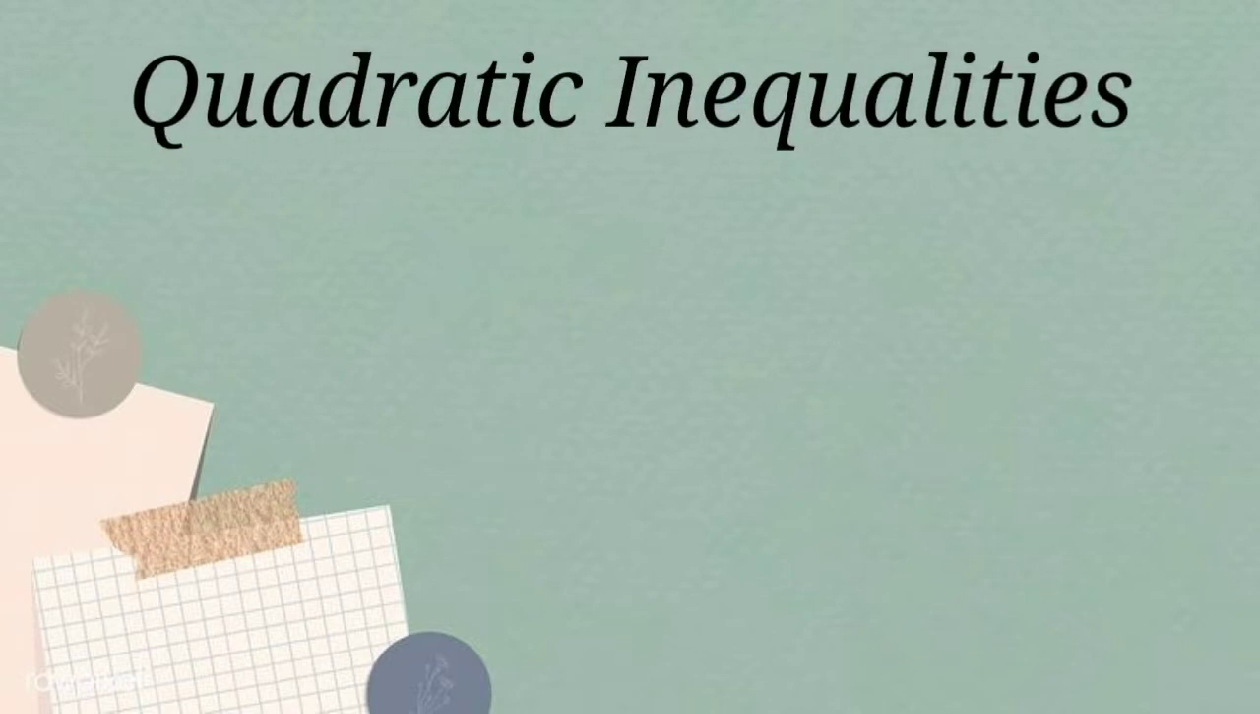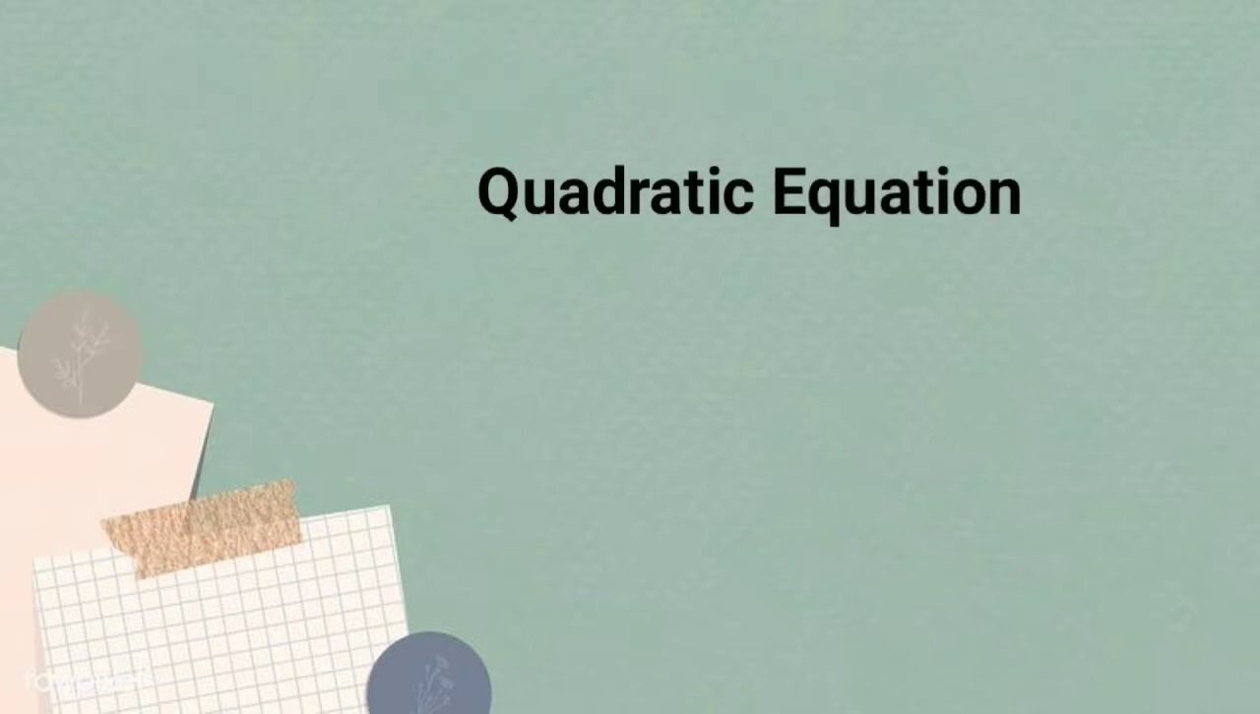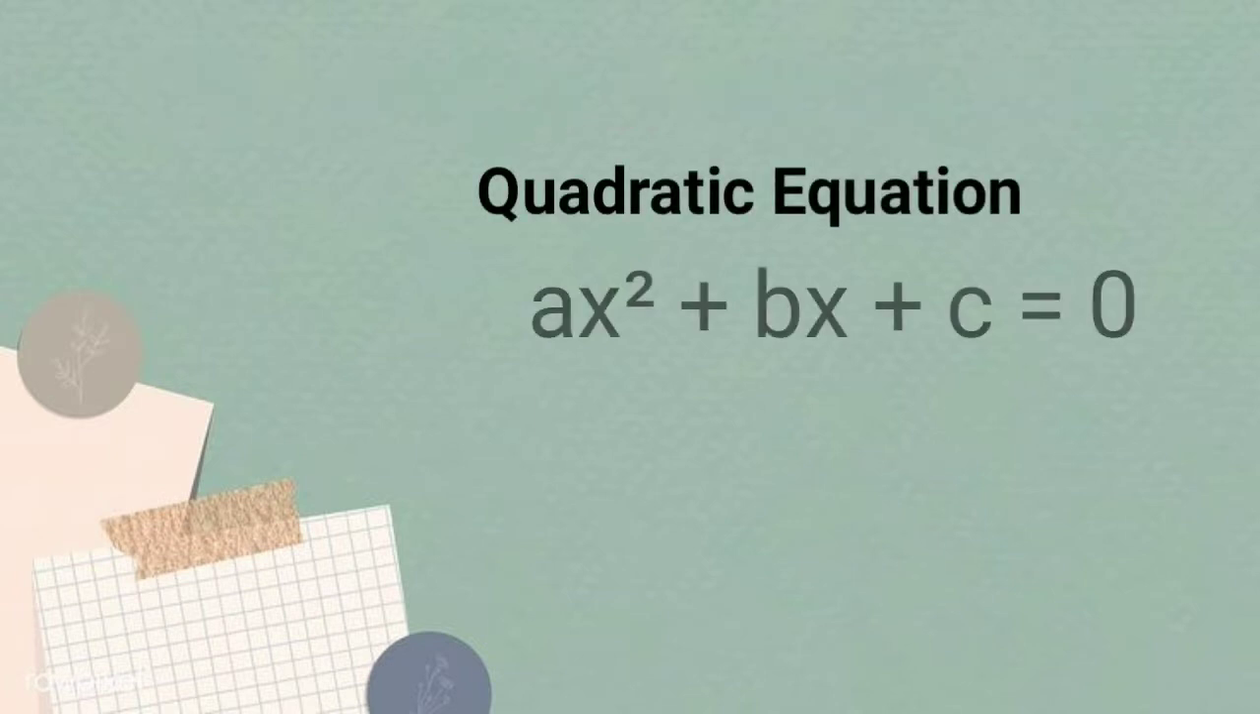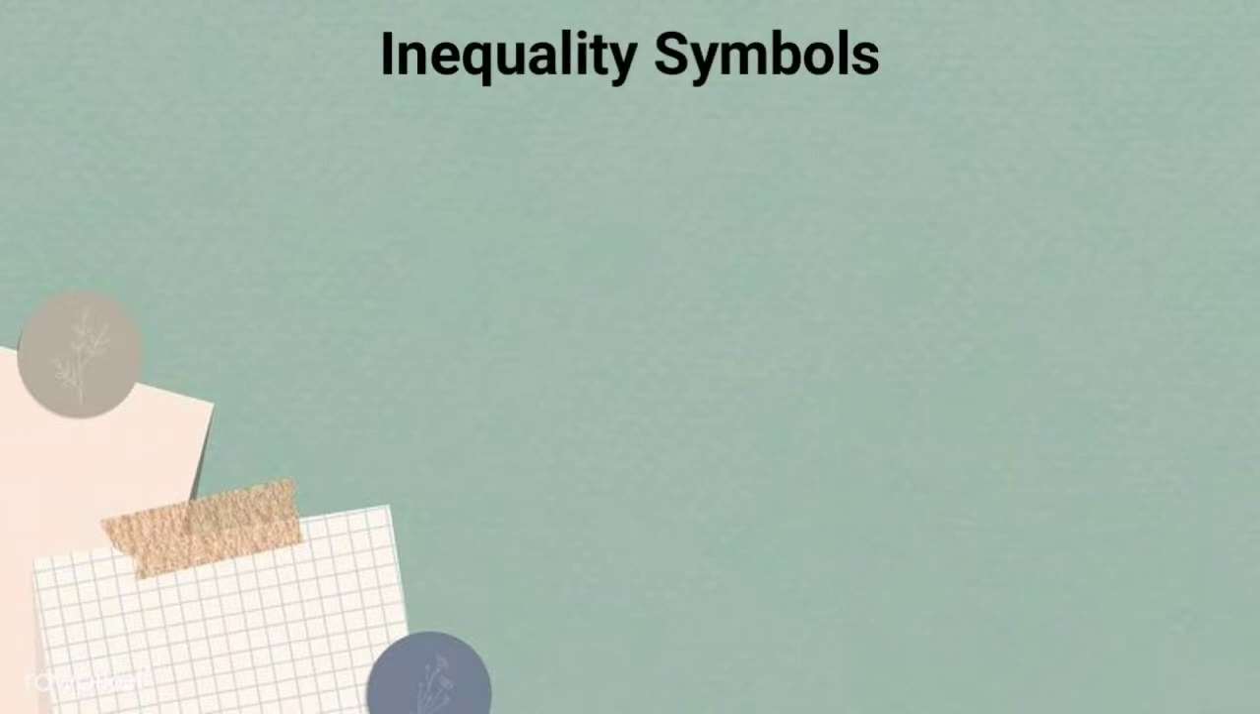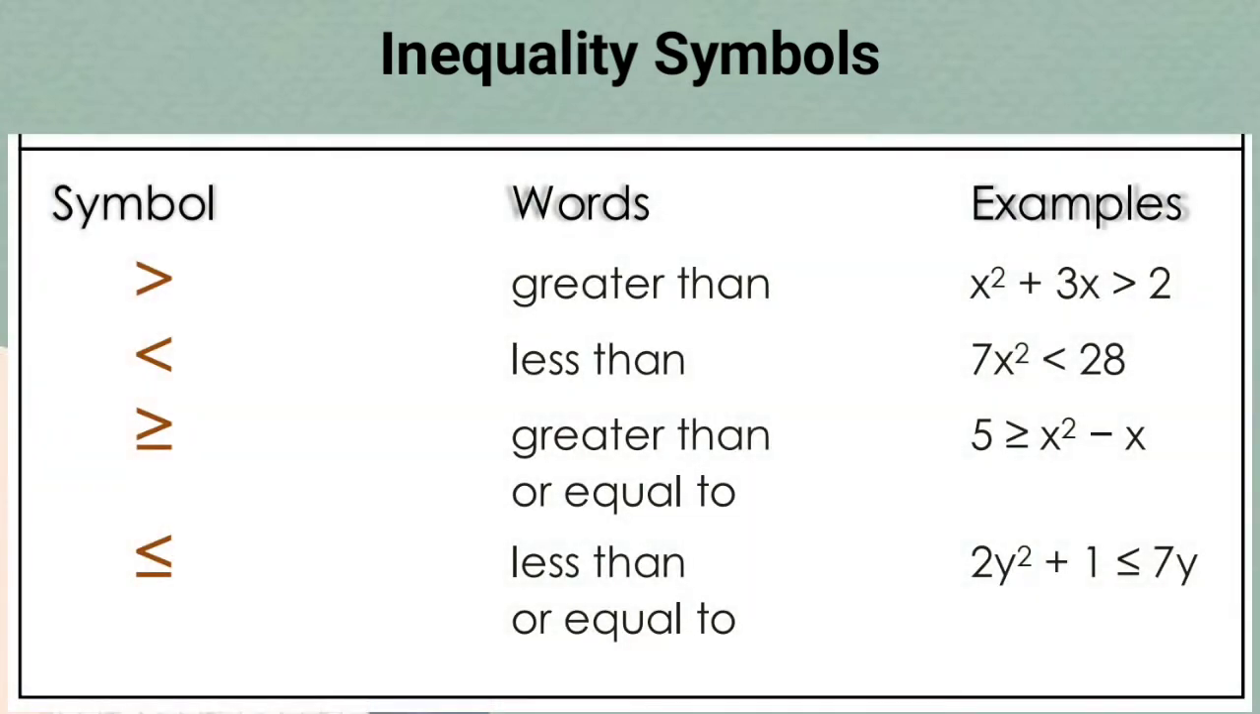Good day, everyone. So I am going to discuss quadratic inequalities and how you are going to solve them. A quadratic equation in standard form looks like this: ax squared plus bx plus c equals 0, where a, b, and c can have any value except that a cannot be 0.